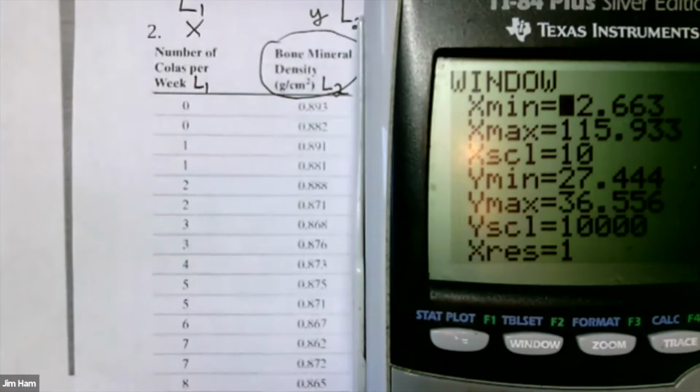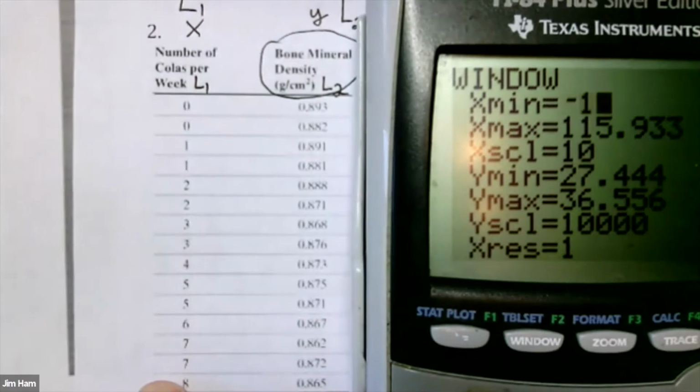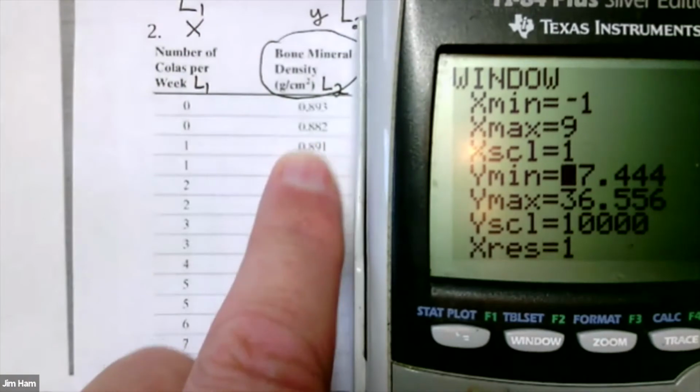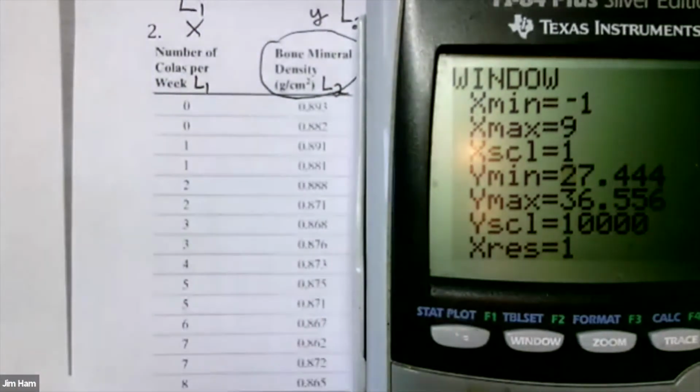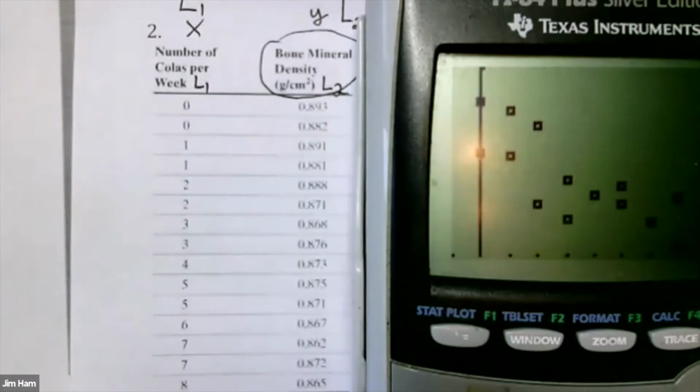If I did, I would have to set my x-min at 0, or maybe even -1, and then the max I might go up to 9, scale of 1. And then for these values, I would need to go from 0.86 up to about 0.9, and then graph. And you can see it there. But that's an added step that normally we just don't want to bother with.